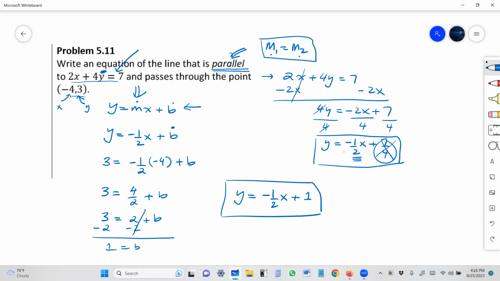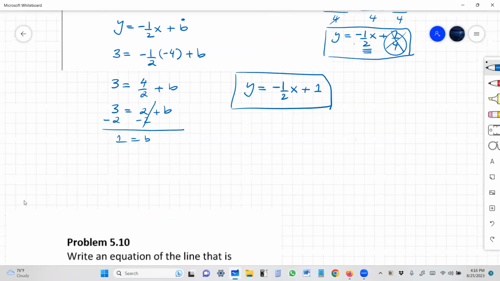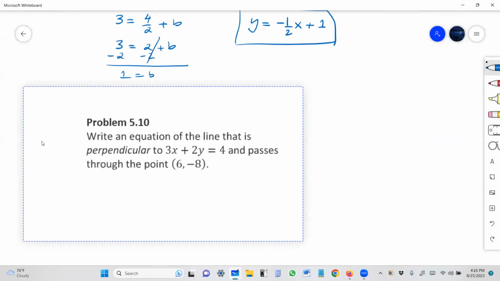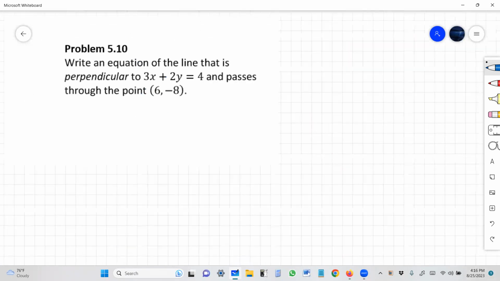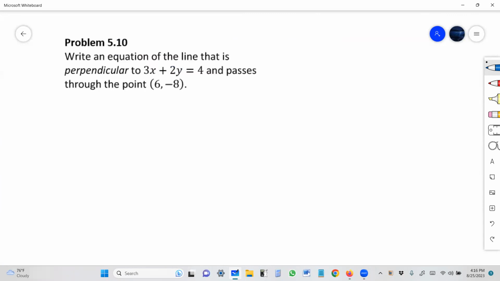This is the equation of the line that is parallel to the original line given passing through the point -4, 3. Okay, so important, this is type 3 problem. When the lines are parallel, the two slopes are the same. Okay, and now let's take a look at the last type of problem, which is very, very similar to this one. And the only difference now is that the lines are not parallel, they are perpendicular.